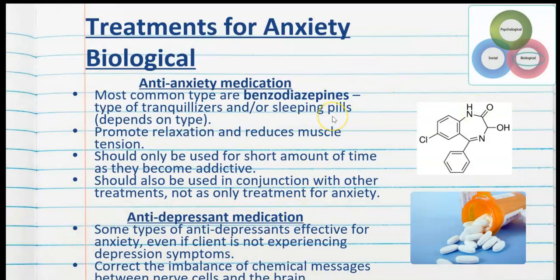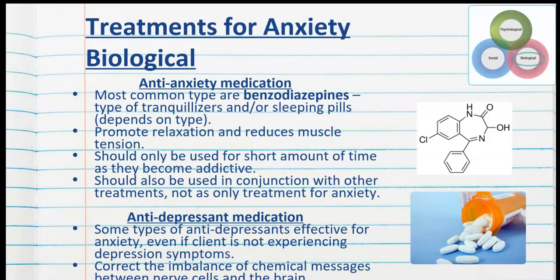So, some treatments for anxiety from the biological perspective of the biopsychosocial model. There are anti-anxiety medications. The most common type are called benzodiazepines, or benzos for short. These are a type of tranquilizer or sleeping pill, depending on the active ingredient. Regardless, they promote relaxation and reduce muscle tension, so they lower physiological responses and can lower the fight or flight response.